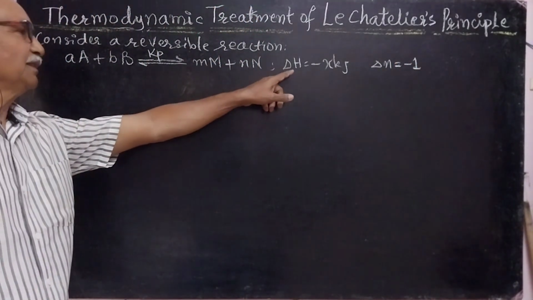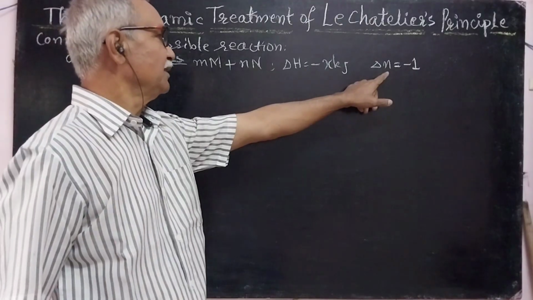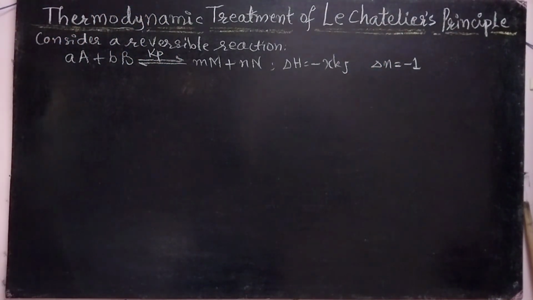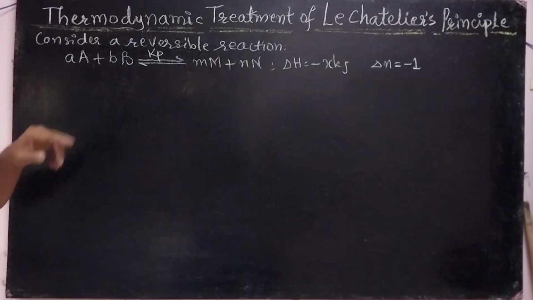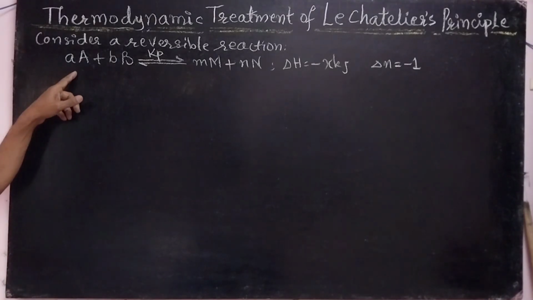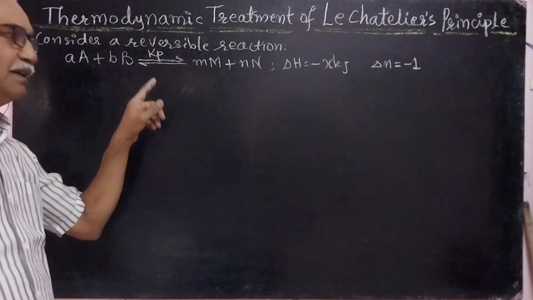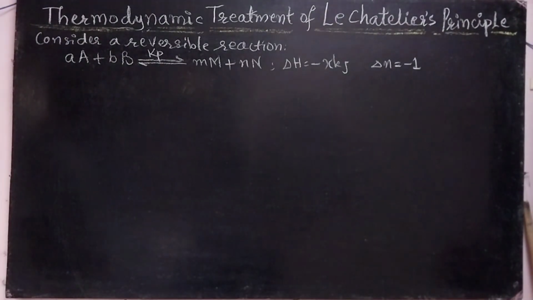Here delta H is the enthalpy change and delta n is the number of moles of gaseous products minus the number of moles of gaseous reactants. Now, Le-Chatelier's principle may be stated as: for a reversible reaction at equilibrium, if it is disturbed by a change of temperature, pressure or composition, the equilibrium is shifted in that direction in which the effect is nullified.